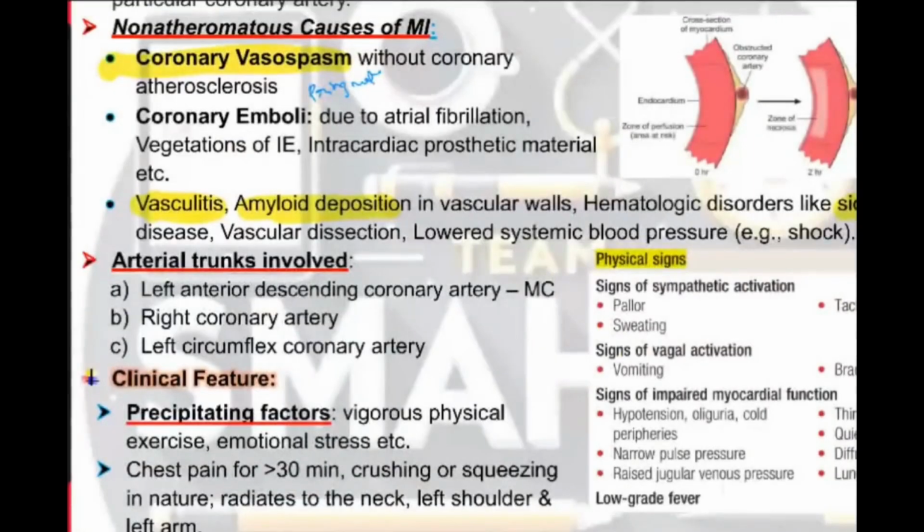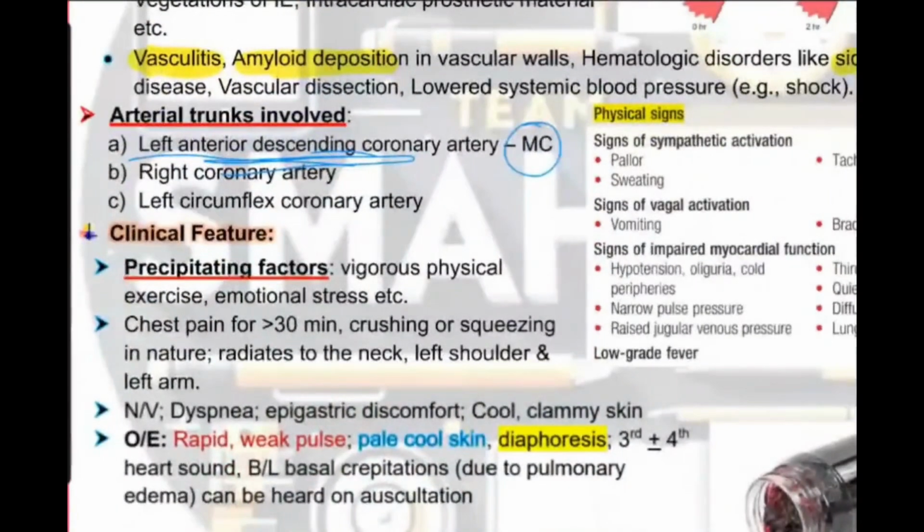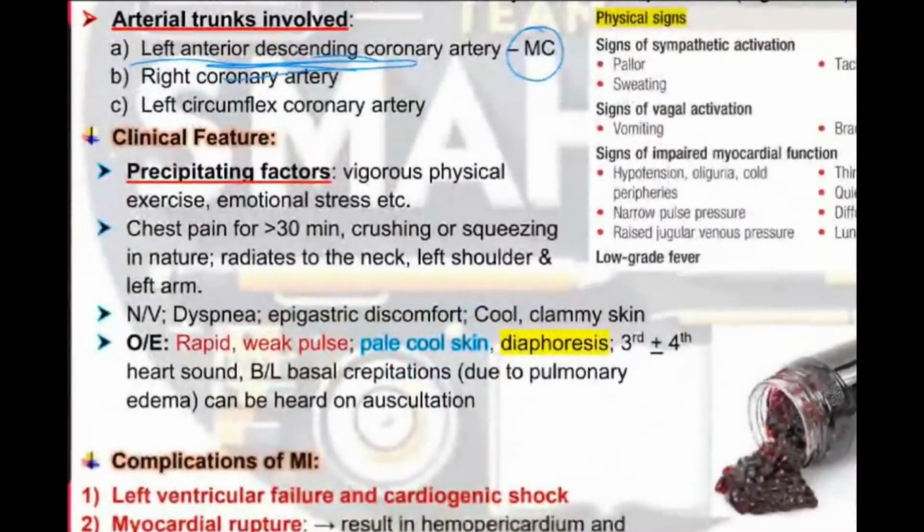Which artery is most commonly involved? The left anterior descending. Just now I showed the left anterior descending artery. That is the most common artery to be involved in MI. Why can it occur?